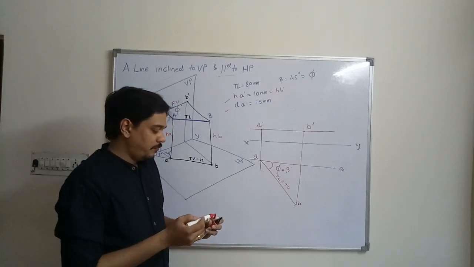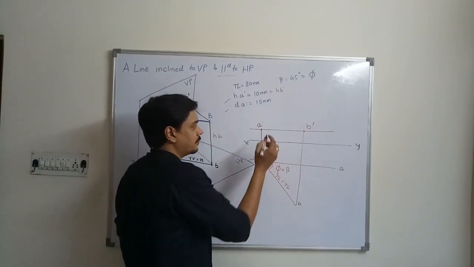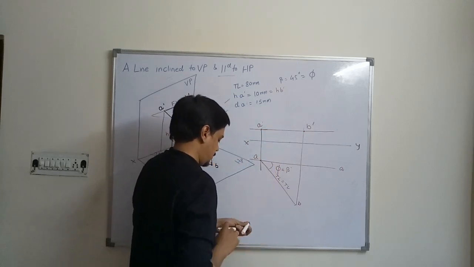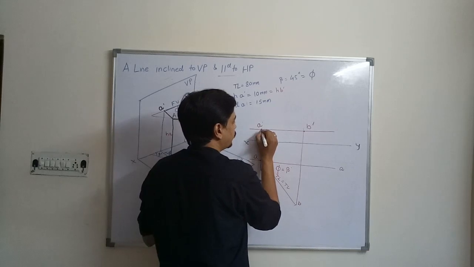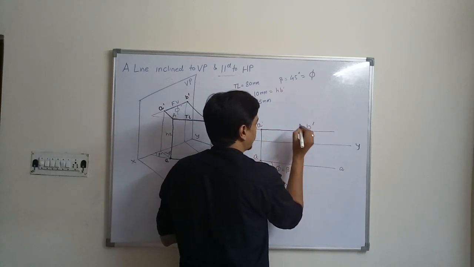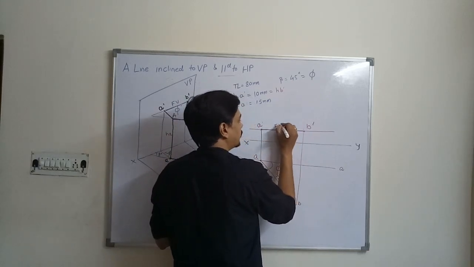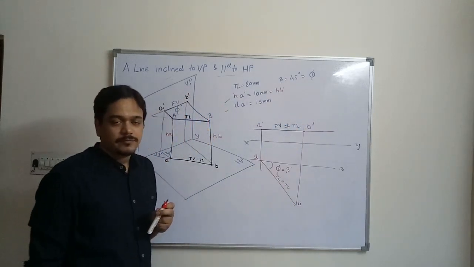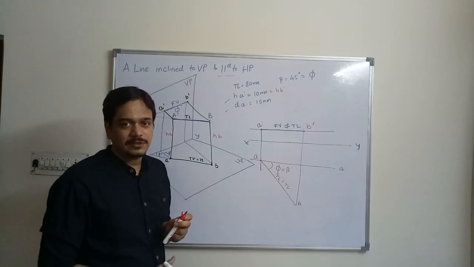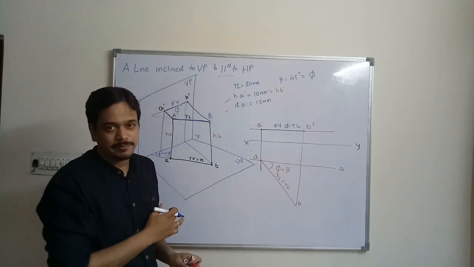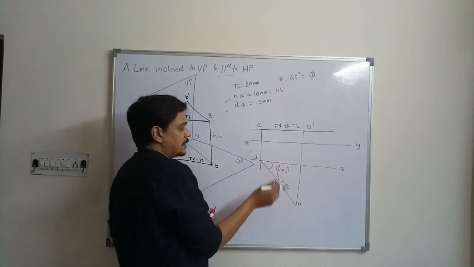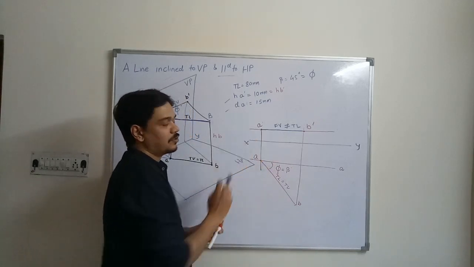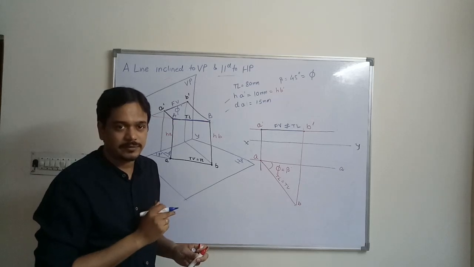Okay. Now, which will be the front view length? If you join this, this will be the front view length, which is not equal to true length. The front view length will be less than the true length, that is less than 80 mm. The length of top view is equal to true length, but this is not equal because it is inclined to vertical plane.